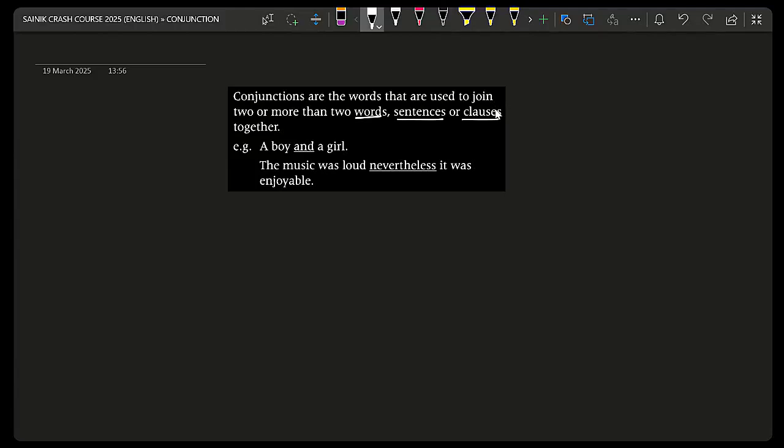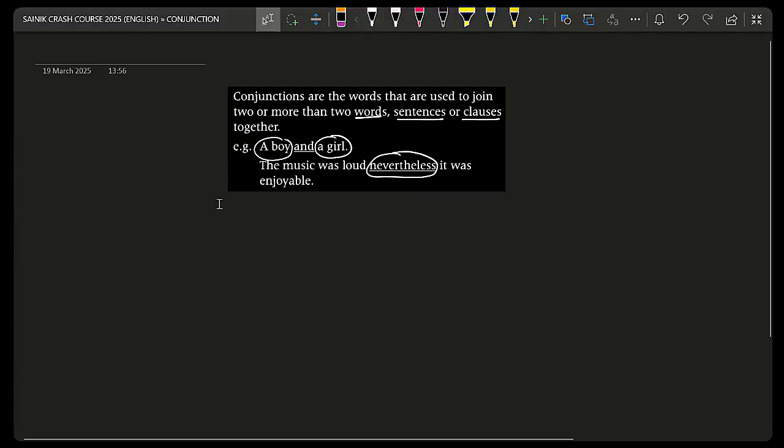A boy and a girl. So here it is connecting a boy and a girl. That means two words. The music was loud, nevertheless it was enjoyable. So here nevertheless is joining two clauses. Okay, so basically their duty is to connect. Connecting things are called conjunctions in English grammar, and some important conjunctions and their uses we are going to study now. So we'll go with and first, because and is already used in this example.